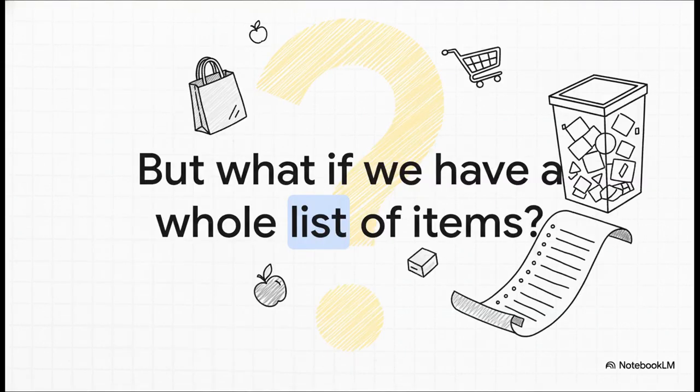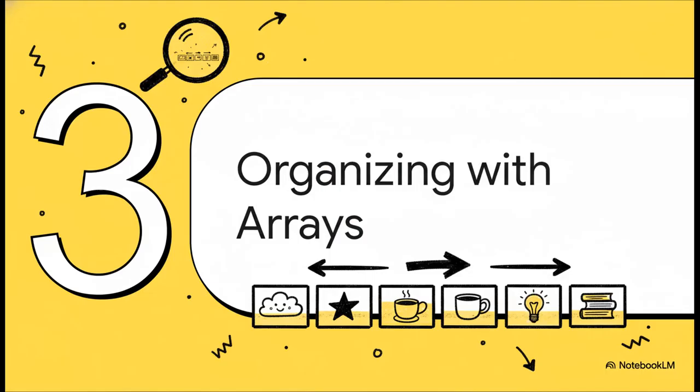Now, this is great for single items, one jar for one name. But what about our shopping list? We don't want to have to create a new variable for every single item. Item 1, item 2, item 3. That would get really messy really fast. We need a container that can hold a whole list of items all at once. And the solution to this problem is one of the most useful tools in all of programming. To organize lists of information, we use something called an array.